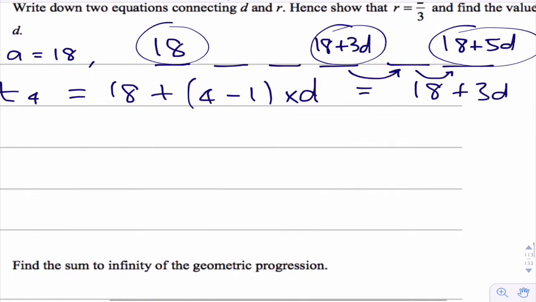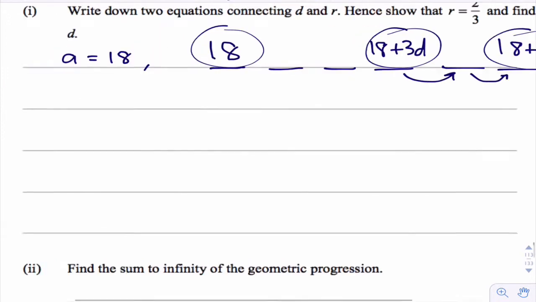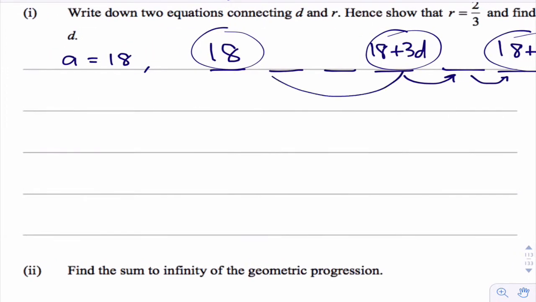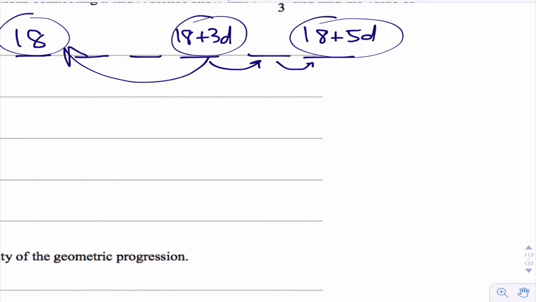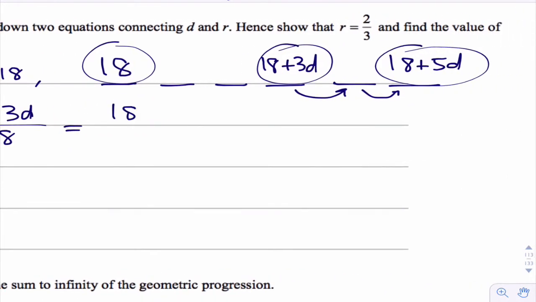So now, knowing what we know about geometric sequences, we know that the ratio of the terms is the same. So when we divide the second term by the first term, we get r. When we divide the third term by the second term, we also get r. So I can write this equation out. 18 plus 3d divided by 18, that's what r is. We times 18 by r to get 18 plus 3d. That's got to be the same as 18 plus 5d divided by 18 plus 3d. Okay. That is our value of r.